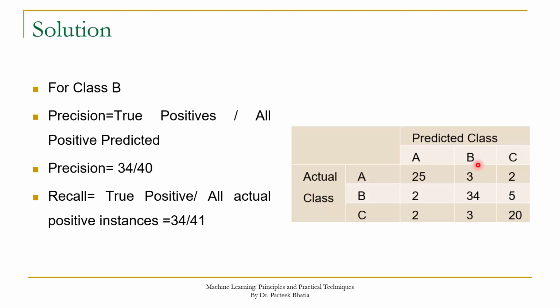Now let us do this for class C. So system predict C 27 times, and out of these 20 times it is correct. So precision is 20 divided by 27, while out of all actual C, which is 25, the system is able to identify 20 times correctly. So recall will be 20 divided by 25. So this is the solution of this assignment. I hope that with this example you will be able to identify precision and recall for any of the classifier.